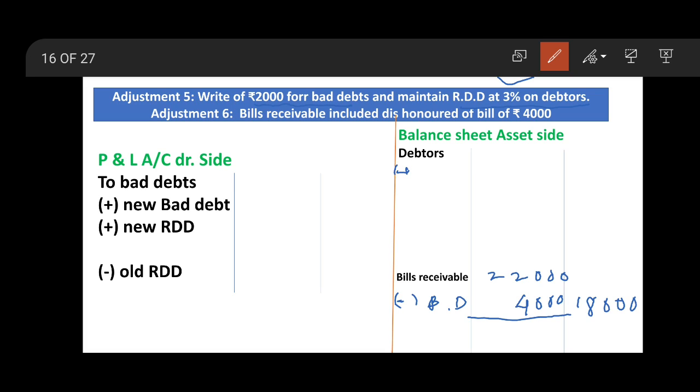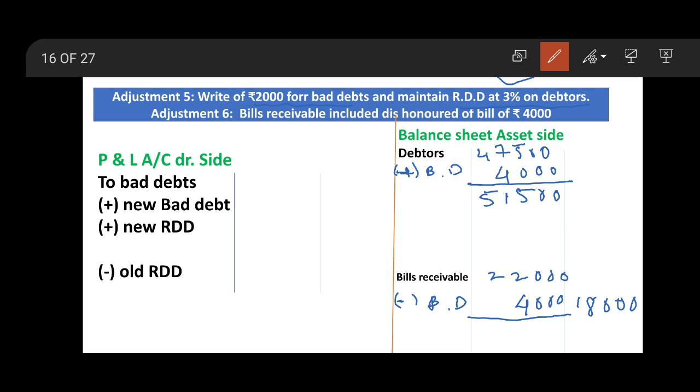So add the dishonoured bill. We already have 47,500 as the amount of debtors. So to this 47,500, this 4,000 dishonoured bill amount will be added, 4,000. You will get in the inner column only 51,500. That's it about adjustment 6. We'll go for adjustment 5 now. Write off 2,000 as bad debts. This is new bad debts.